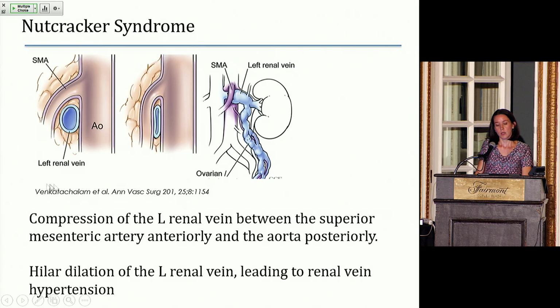So what is this? This essentially is an anatomical abnormality where the insertion of the superior mesenteric artery into the aorta is at a more acute angle than is normal. Because you have a more acute angle in the insertion here, the left renal vein is compressed. If the left renal vein is compressed, you get venous hypertension within the kidney and hematuria as a result. Patients can also have dilation of the testicular or ovarian vein on that side, and this can sometimes also give symptoms.